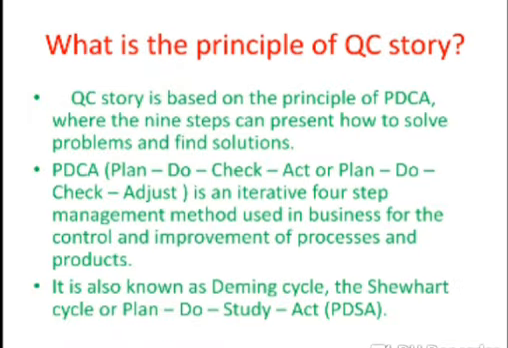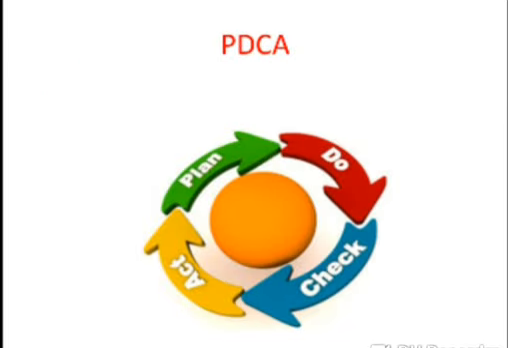What is the principle of QC story? QC story is based on the principle of PDCA, where the 9 steps can present how to solve problems and find solutions. PDCA, plan, do, check, act, or plan, do, check, adjust, is an iterative 4-step management method used in business for the control and improvement of processes and products. It is also known as Deming cycle, the Shewhart cycle, or Plan, Do, Study, Act (PDSA). Here we can see the PDCA, that is plan, do, check and act.